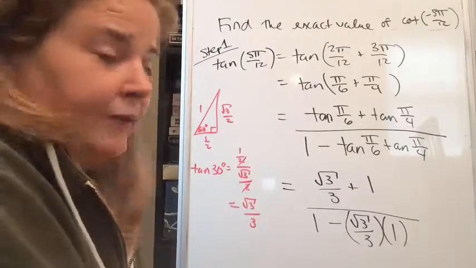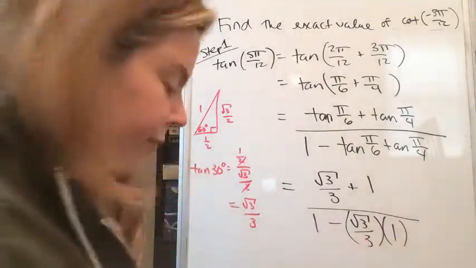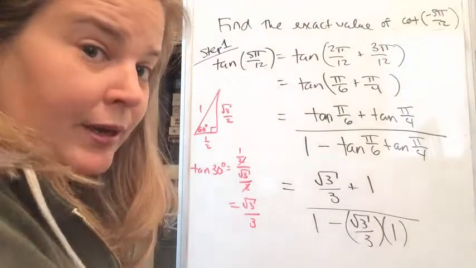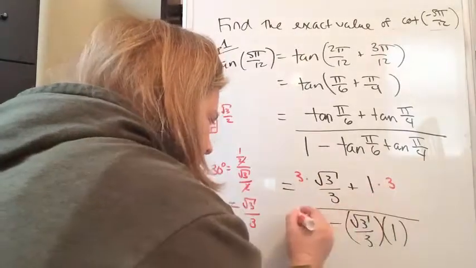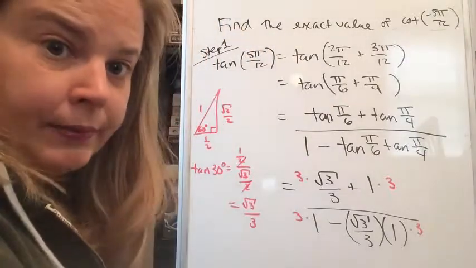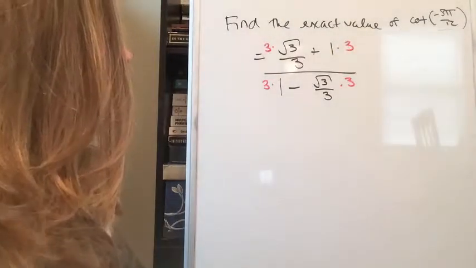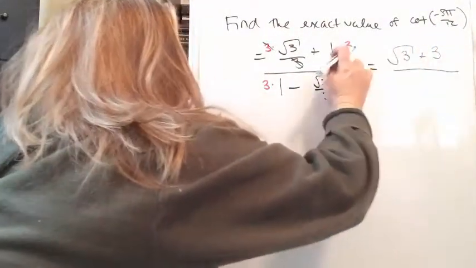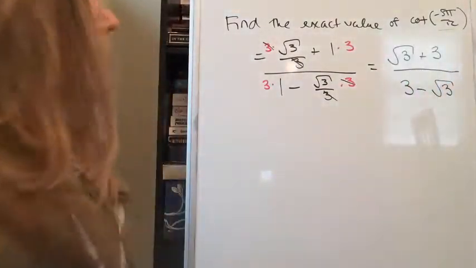Okay, so now we're going to have to clean this up. Well, this is easy. I would multiply these two together, but it's times 1, so I don't have to rewrite this. But this is a complex fraction, so I'm going to multiply everything by 3 to get rid of the denominator. So multiply by 3, multiply by 3, multiply by 3, multiply by 3, and things cancel. These 3's would cancel, and we get square root of 3 plus 3 in the numerator, 1 times 3. And here we get 3 minus square root of 3.